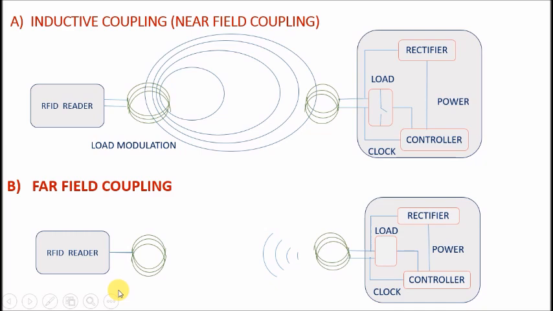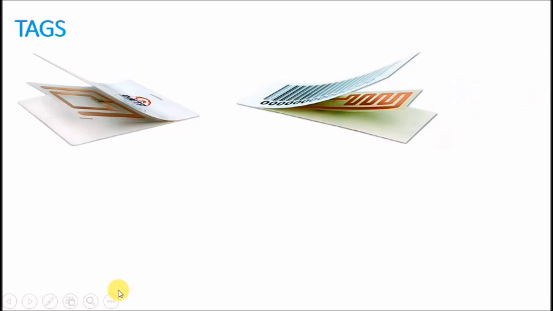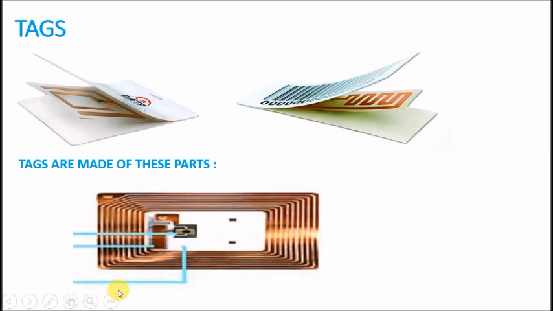Likewise, for far field coupling, tags are of active type and they generate a signal to the RFID reader. Internally, you can see there is a particular tag. It has a foil, and the tag is made of these parts: the chip, the antenna, and the package. These tags are the passive tags, which you have seen in this particular slide.